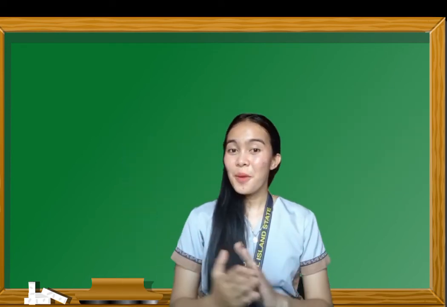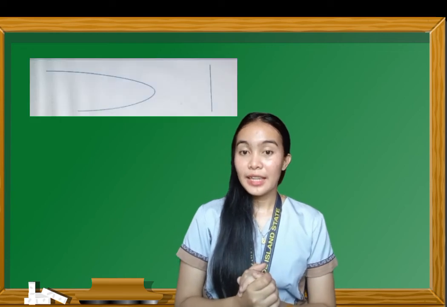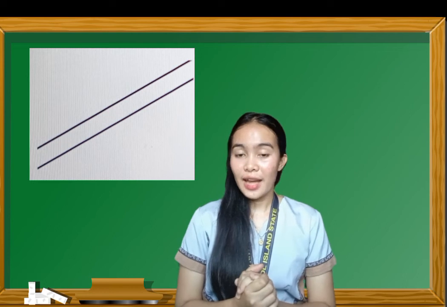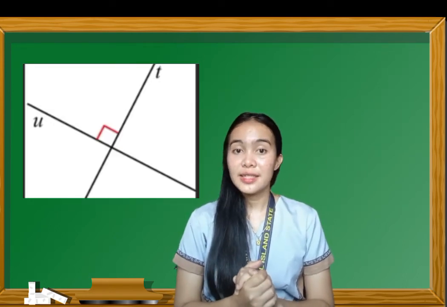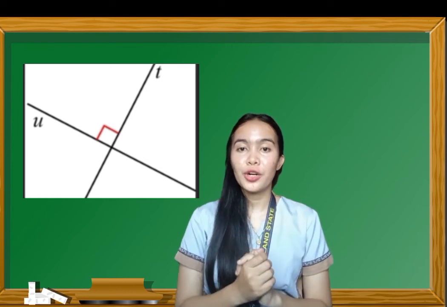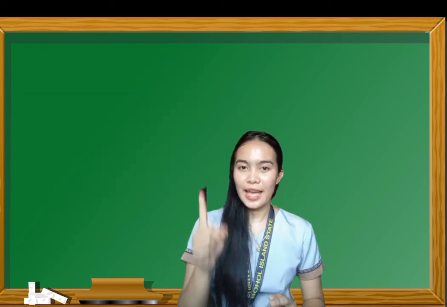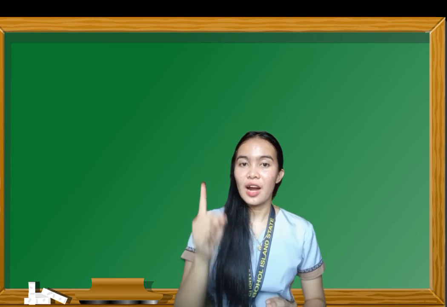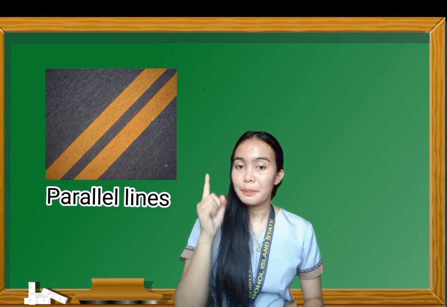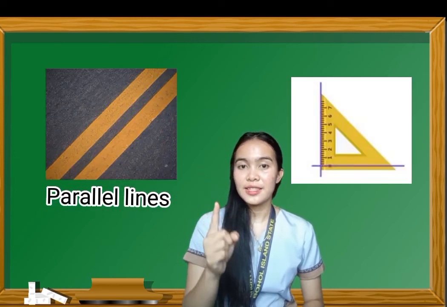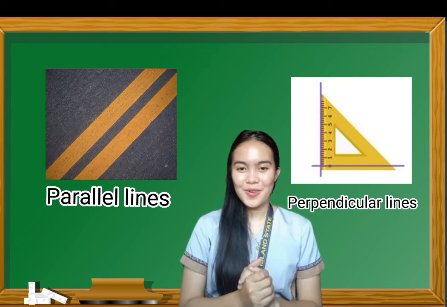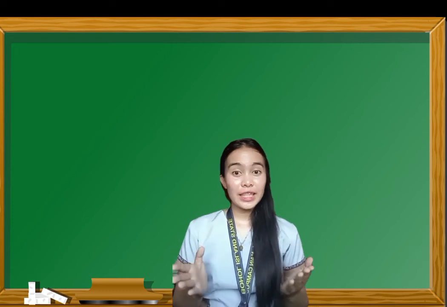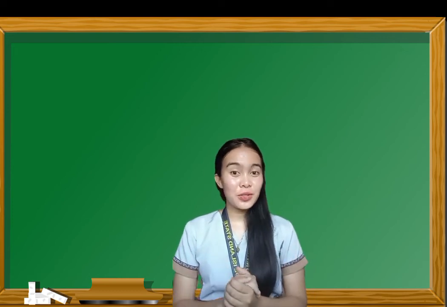So class, to summarize our topic, a line can be curved or straight. Parallel lines are lines that do not meet, while perpendicular lines are lines that intersect and form square corners. Take note, class, parallel lines are lines that do not meet, while perpendicular lines are lines that intersect and form square corners. Are there any questions or clarifications, class?